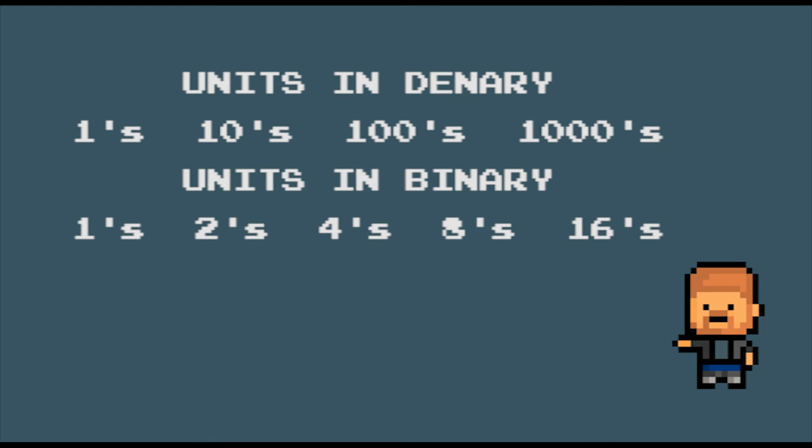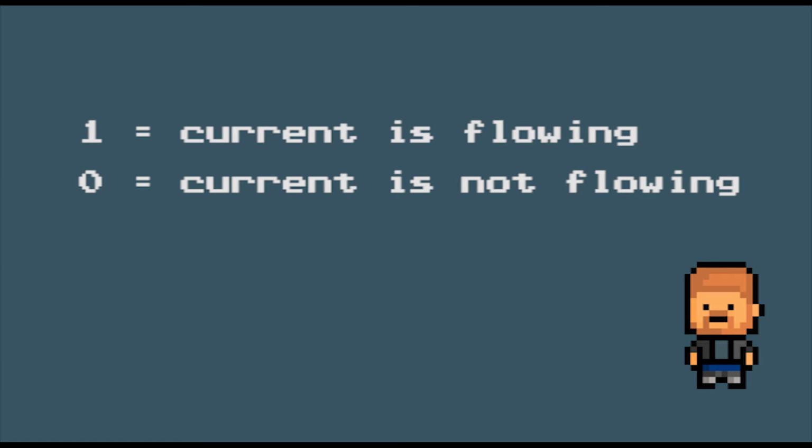Computers, however, use a number system called binary, 0 to 1. This is referred to as a base 2 system, and its units, the 1s, 2s, 4s, and 8s, etc., increase by the power of 2. 2 times 1 is 2, 2 times 2 is 4, and so on. Computers use a base 2 system as it is based on whether 1, current is flowing through the circuit, or 0, current is not flowing through a circuit.